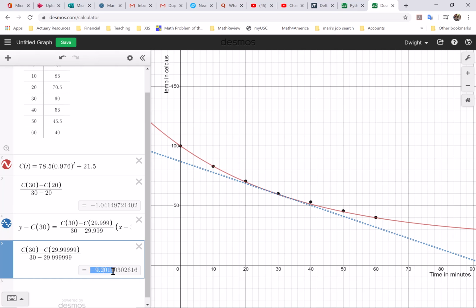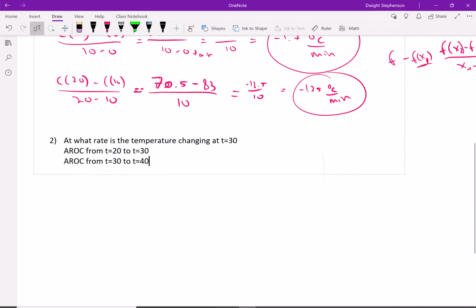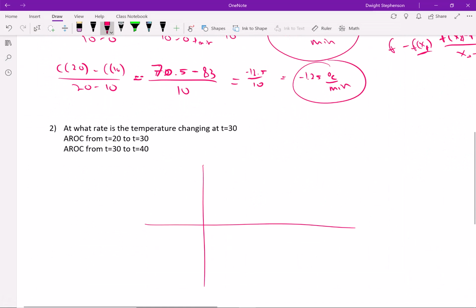We have found that that slope is approaching negative 0.92. And so that's what we found, is the slope of a secant line. Or sorry, slope of the tangent line. So I'm going to go and draw that on here. So tangent line is a line that touches the graph at exactly 1 point, and it has the same slope as the graph at that point.